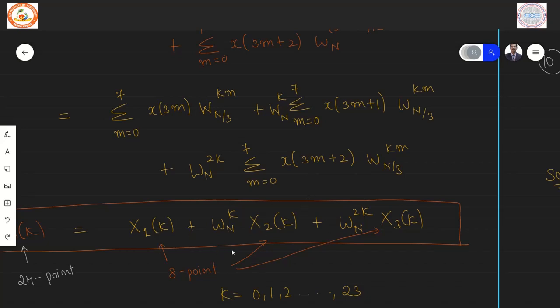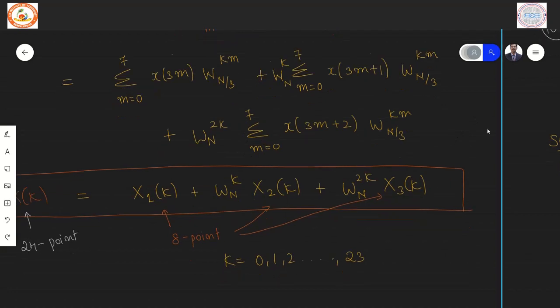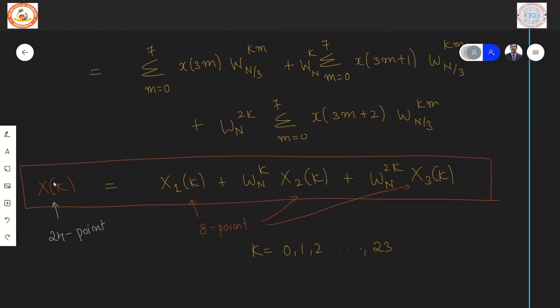Now each of these is an N/3-point DFT. Therefore, if you are capable of calculating the 8-point DFT of these respective sets of 8 inputs, then you could combine these three 8-point DFTs using the equation shown here and compute the 24-point DFT. Therefore, this equation can be evaluated taking the value of k starting from 0 and going all the way to the last term, which is 23. You will get the answer for the 24-point DFT. So how the interconnection is to be done is suggested using the equation shown here.